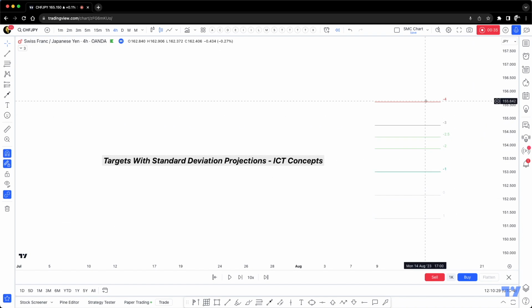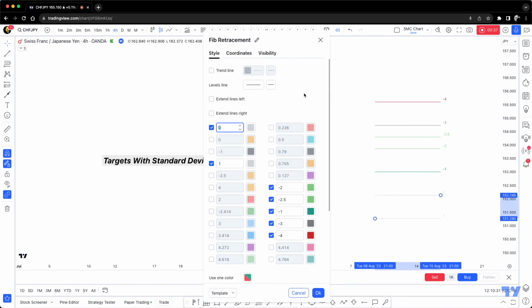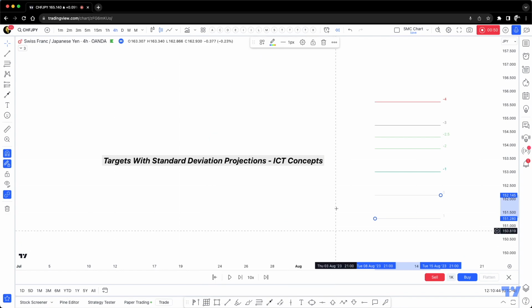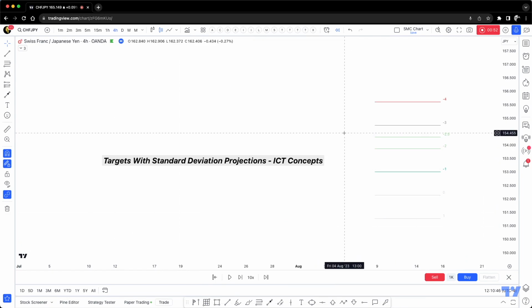All right, so I'm just going to go ahead and double click here so I can show you the settings. Make sure to maybe pause the video or take a screenshot here so you can see the actual settings from the Fibonacci. All right, that's basically it. So I'm just gonna go ahead and jump on the charts and show you a few examples.